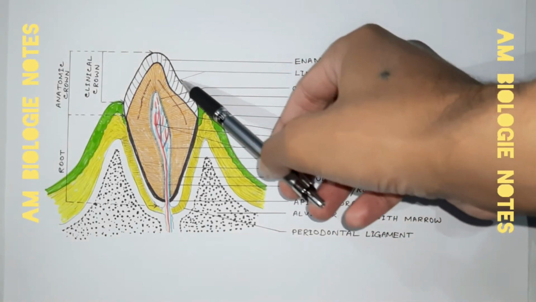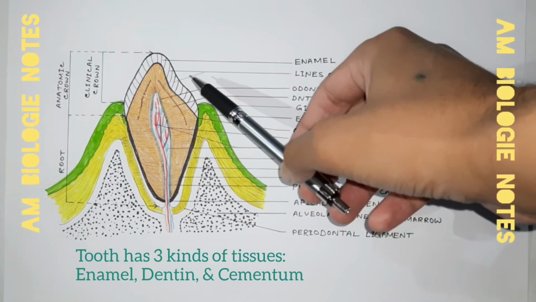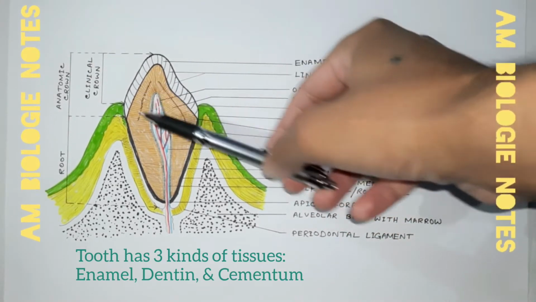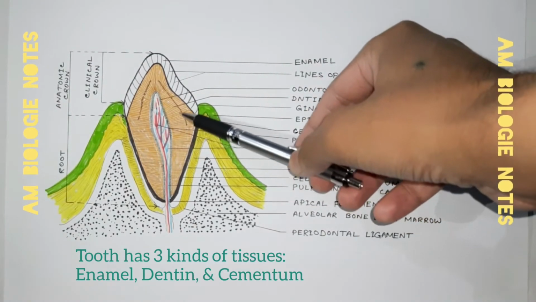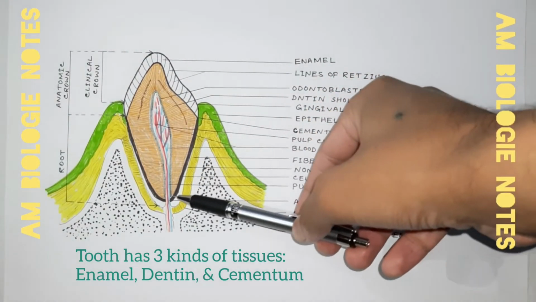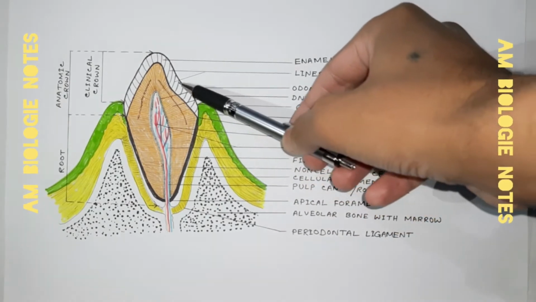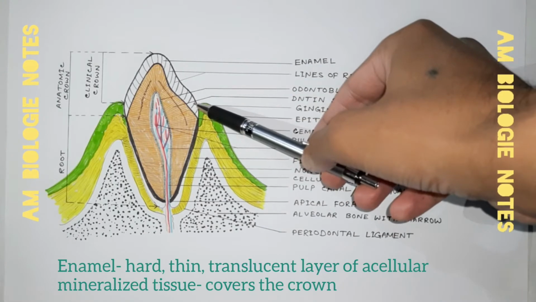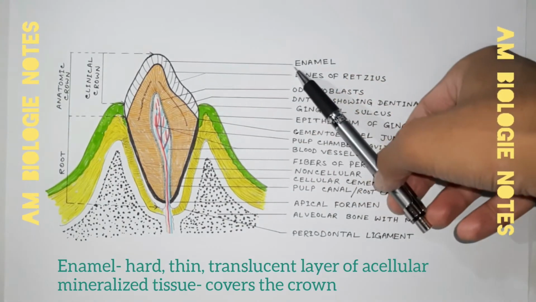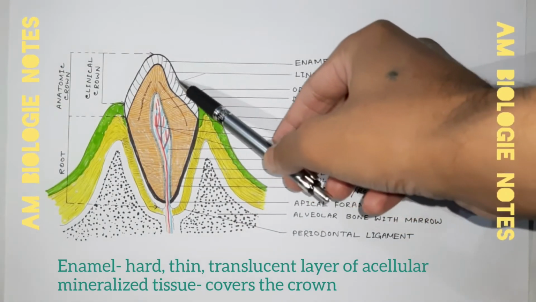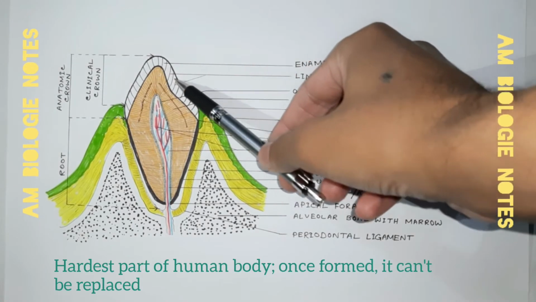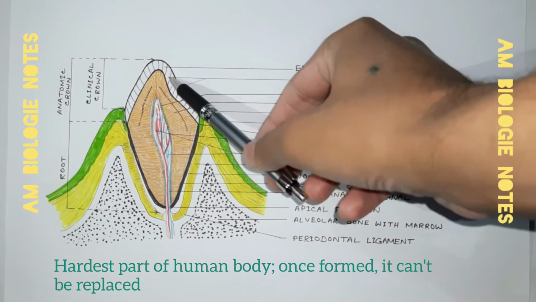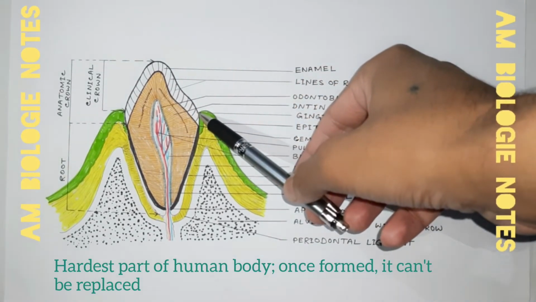There are three kinds of tissues in a typical tooth. They are enamel, dentin, and cementum. Enamel is a hard, thin, translucent layer of acellular mineralized tissue that covers the crown of the tooth. It is the hardest component of the human body and once formed, it cannot be replaced.